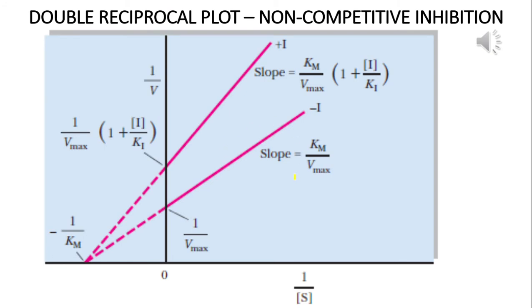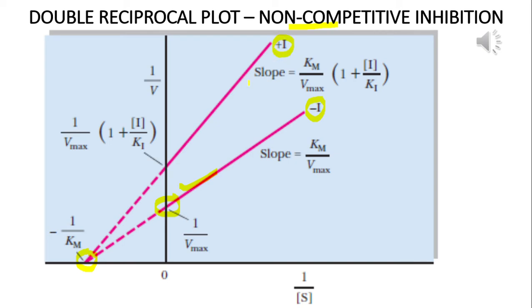This is the LB plot, double reciprocal plot for non-competitive inhibition. Look at the values of 1 by Vmax and minus 1 by Km. In the lower plot, there is no inhibitor. You see minus I at the tip, no inhibitor. In the upper plot, it is plus I, which means inhibitor is present.